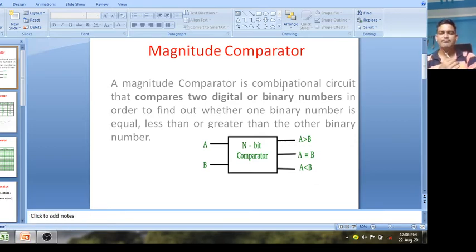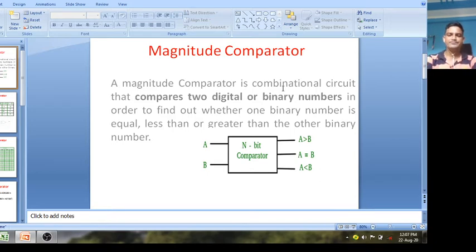Today I will discuss the magnitude comparator, or you can say amplitude comparator. What is the main function of a magnitude comparator? It is a combinational circuit which compares two binary numbers in order to find out whether one binary number is equal to, less than, or greater than the other binary number. Suppose you are comparing two 1 bit numbers. There are three possibilities: either a greater than b, or a equal to b, or a less than b. This is the main function of your magnitude comparator.